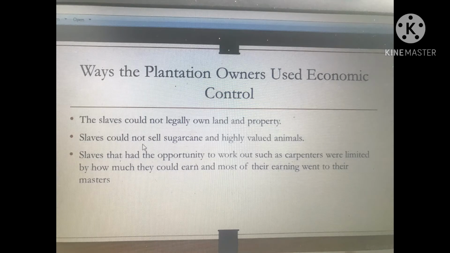Number 3. The slaves were not legally allowed to own land and property. Number 4. Slaves could not sell sugarcane or high-valued animals. And 5. Slaves that had the opportunity to work, such as the carpenters, were limited in the amount they could earn, and most of their earnings went to their masters. All these measures were put in place to keep the slaves from being independent and to keep them totally dependent on their masters, and also to prevent them from saving to buy their freedom where that was allowed.